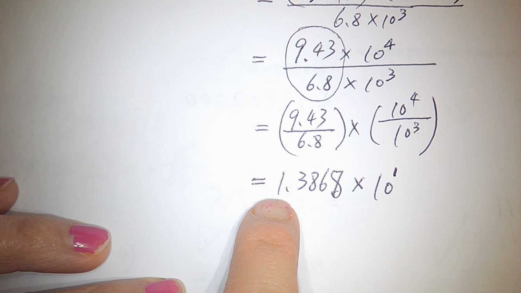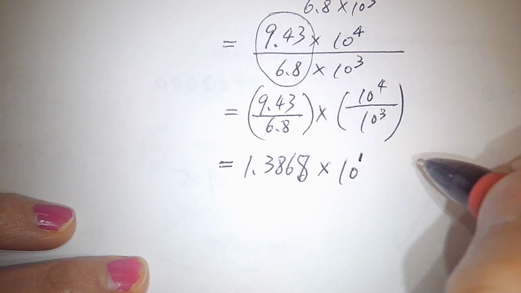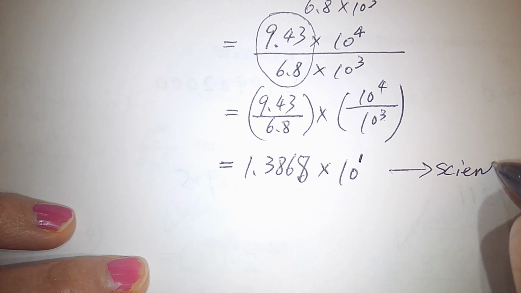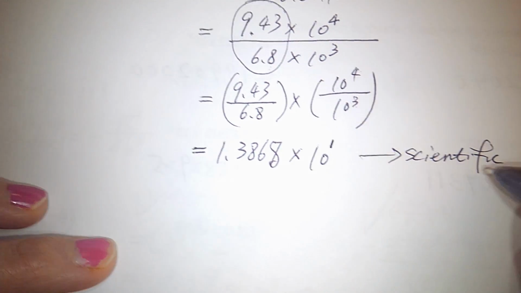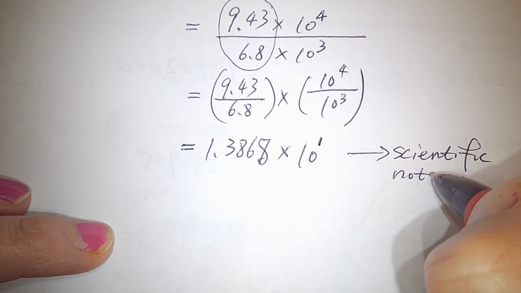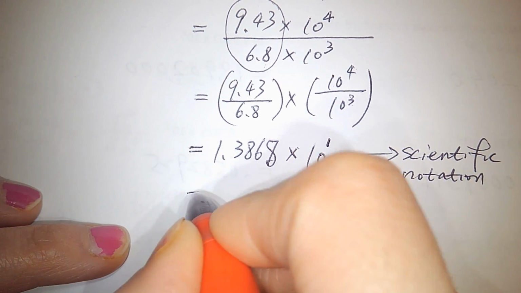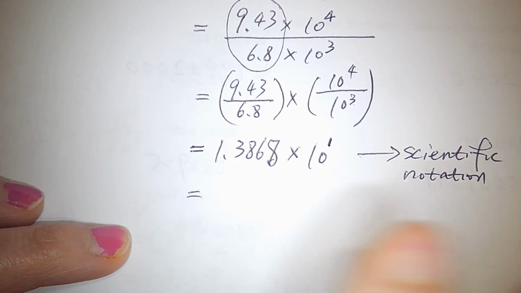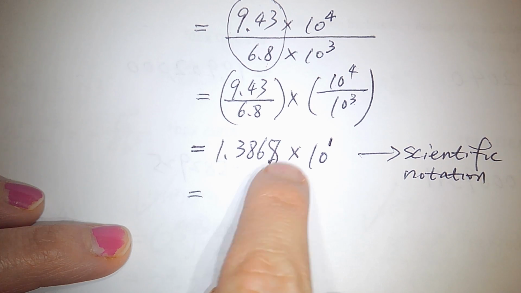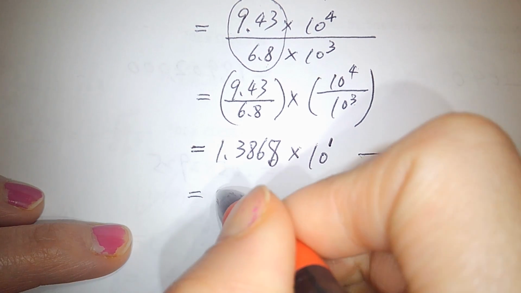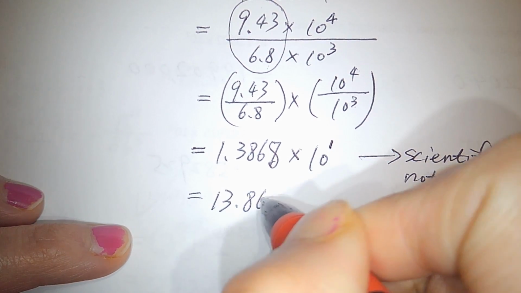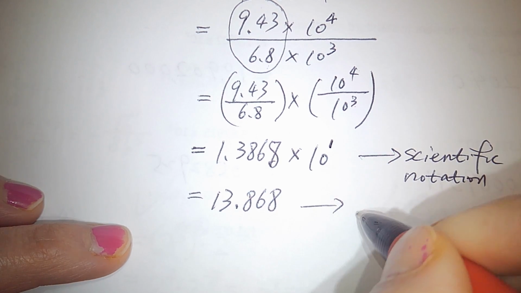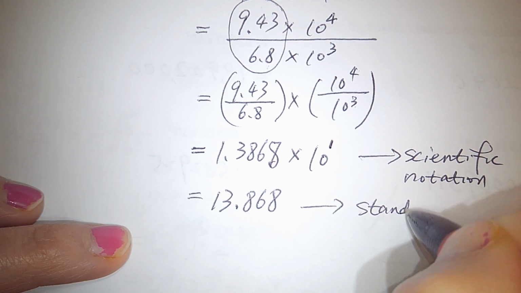So, is this number in scientific notation? To the left of the decimal point, do we have only one non-zero digit? Yes. This is already the answer in scientific notation. Let's rewrite the answer in standard notation. This number times 10 gives us what? 13.868. This is standard notation.